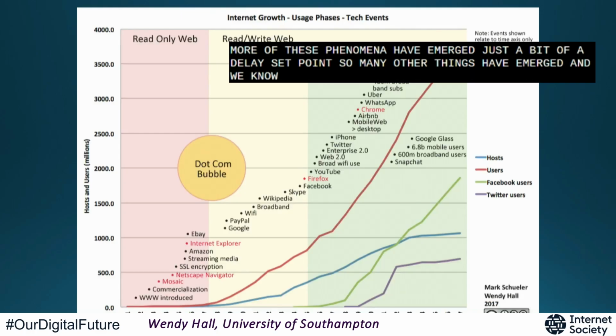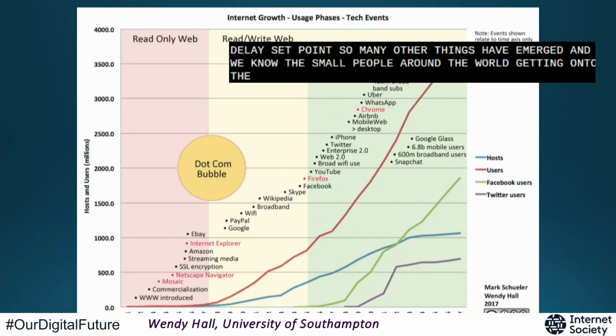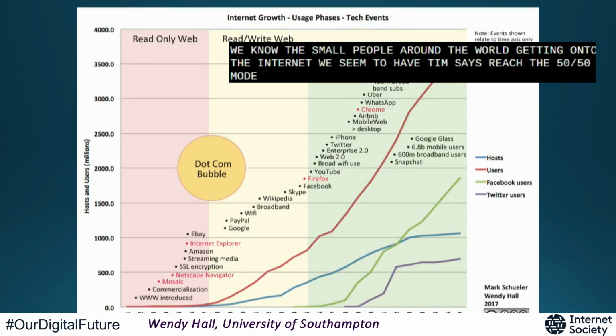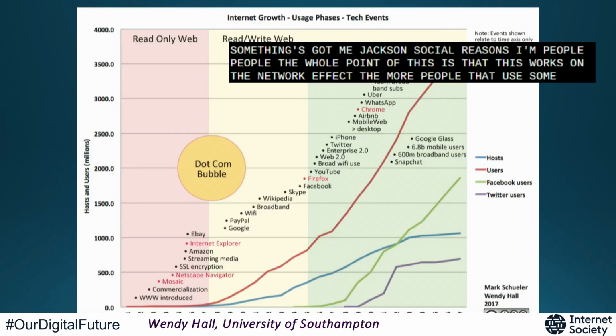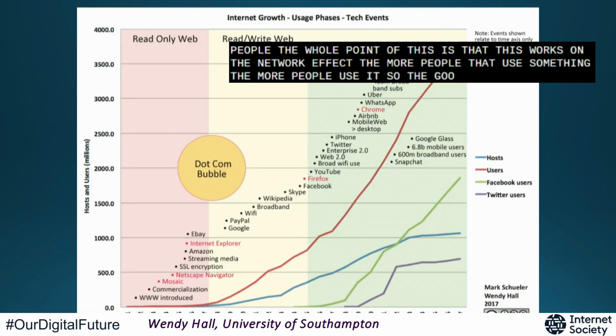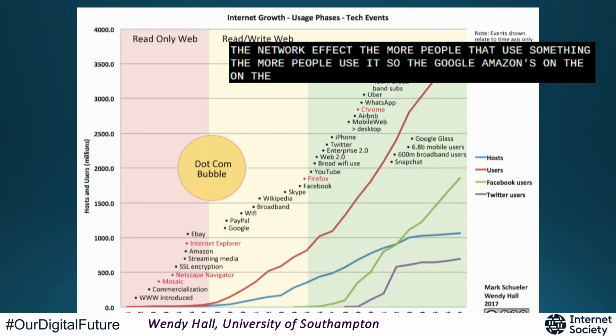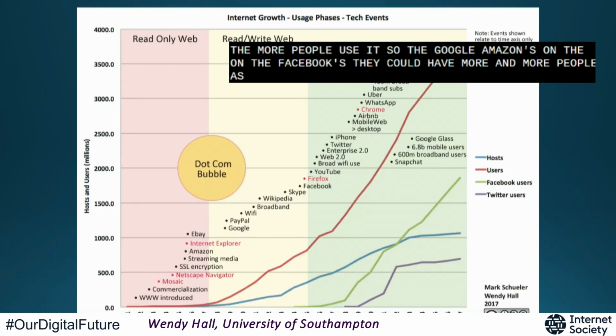And we know there's more people around the world getting onto the internet. We seem to have, as Tim says, reached the 50-50 moment. Some things get rejected. Google Glass was an example of a wonderful technology that was rejected for social reasons. The whole point of what we're studying here is that this works on a network effect. The more people that use something, the more people use it. So the Googles and the Amazons and the Ubers and the Facebooks collect more and more people as more and more people get onto it.